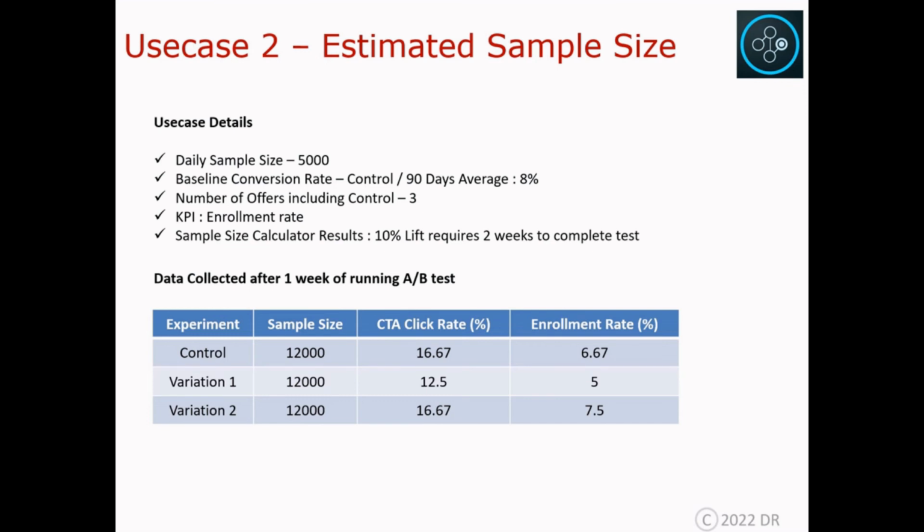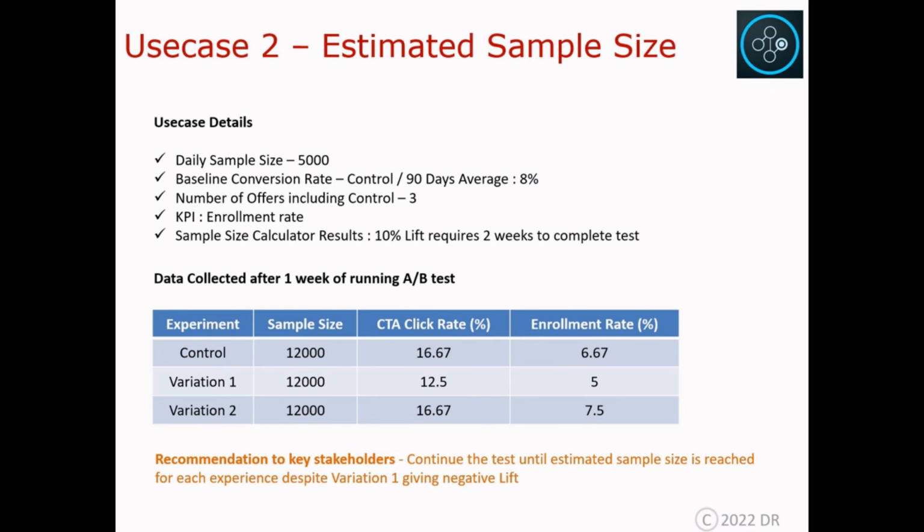But in variation 1, both these KPIs are not performing well when compared to the control, right? Both are showing a negative lift when compared to the control. In variation 2, enrollment rate is showing a positive lift, and CTA click rate is the same as the control, right? So what will the clients tell you? They will tell you to remove this non-performing variation from the test, or stop the test, right? What your recommendation should be is to continue the test until the estimated sample size is reached for each experience, despite the variation giving negative lift.